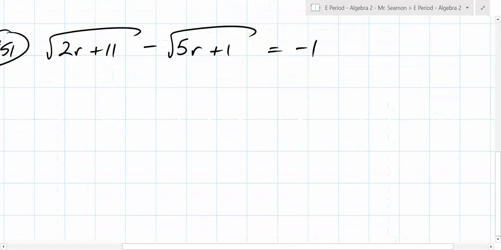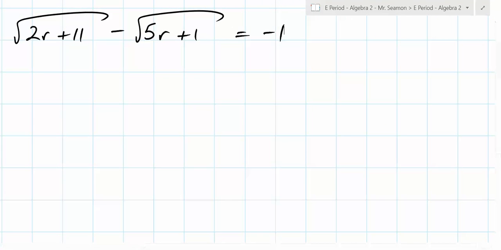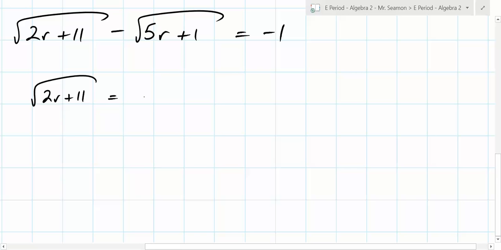So what's the first thing you should do? Isolate. And theoretically you could square at this point because there's no coefficients. You could, but what should you do first? Add that thing. Getting them on opposite sides minimizes the amount of work you end up having to do. So it's going to be 5r plus 1 minus 1, like that.